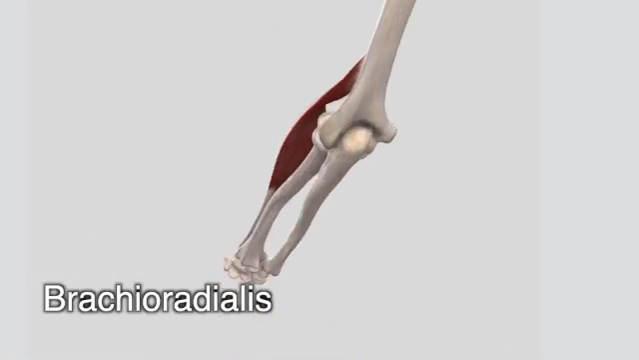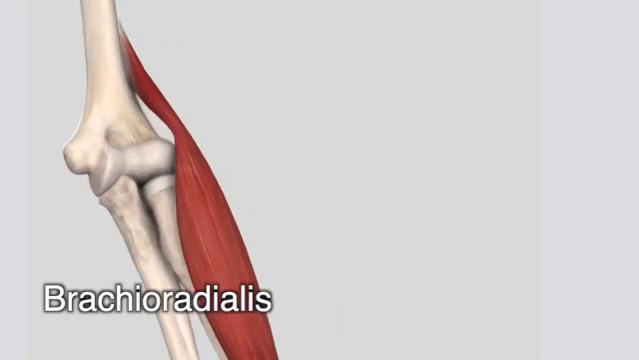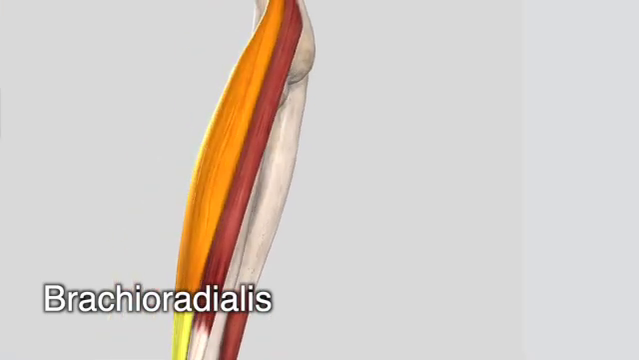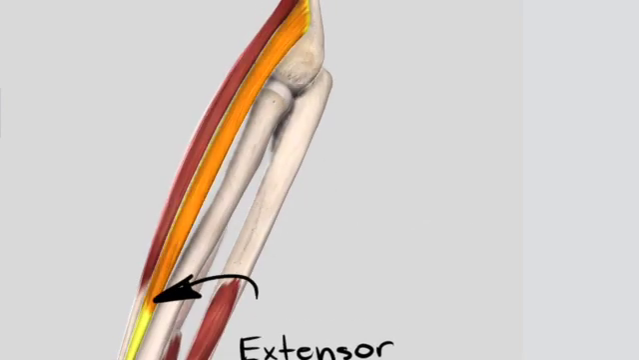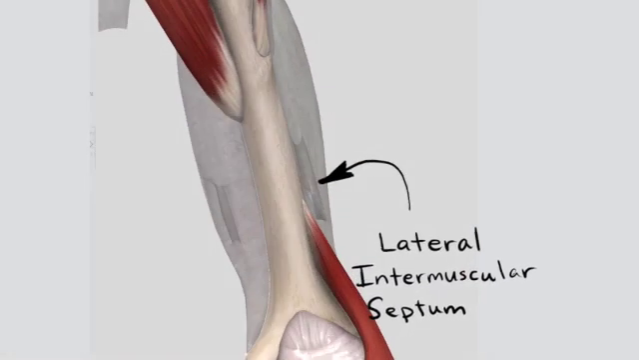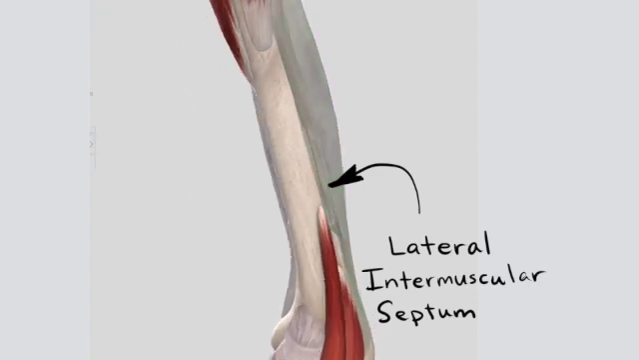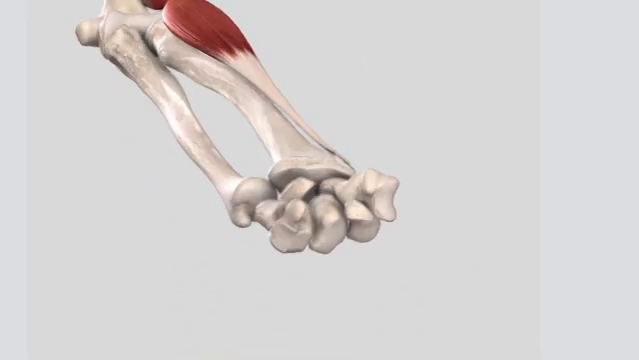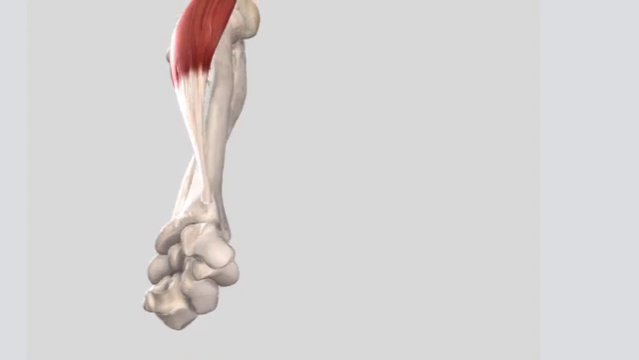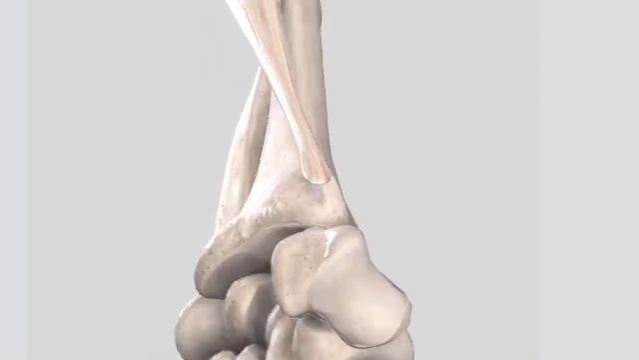Brachioradialis. It has an origin at the superior two-thirds of the lateral supracondylar ridge of the humerus, which is located superior to the origin site of the extensor carpi radialis longus muscle. This origin is also adjacent to the intermuscular septum of the arm. The brachioradialis tendon inserts on the lateral aspect of the distal part of the radius, which is located superior to the styloid process.